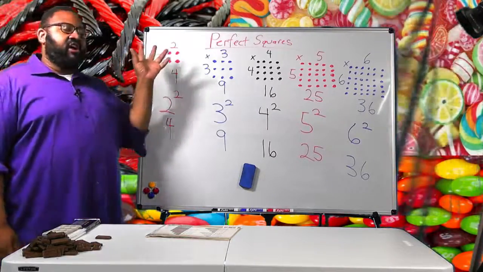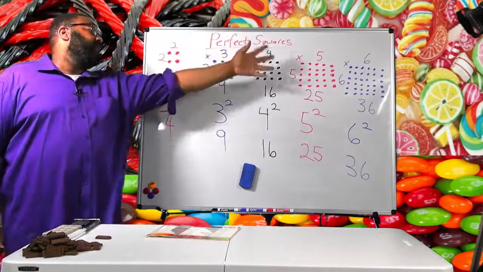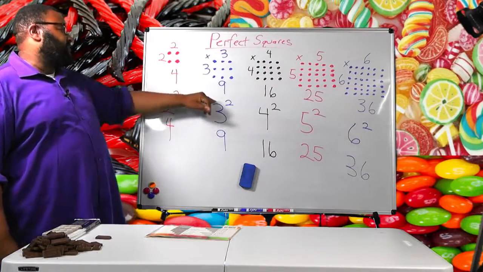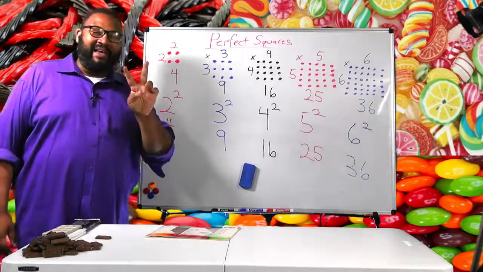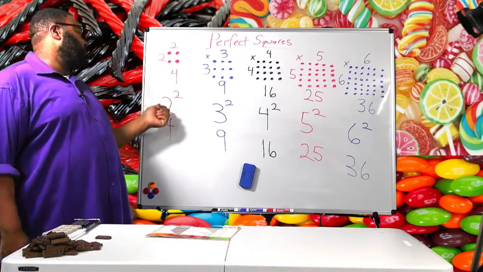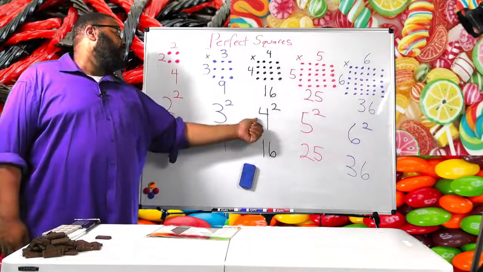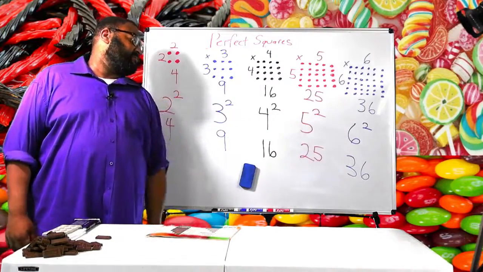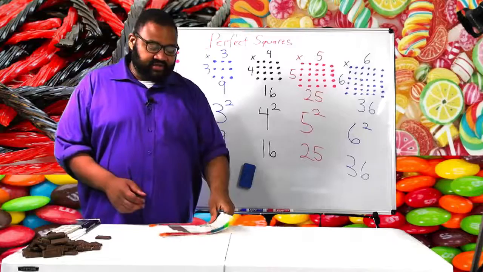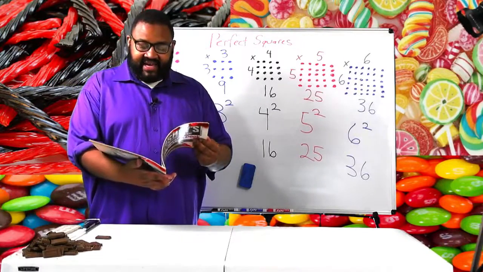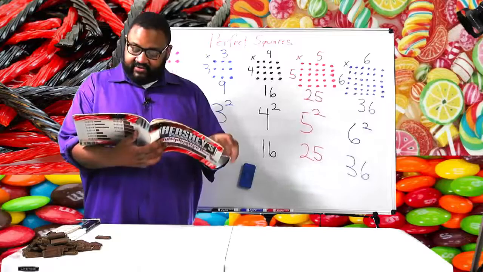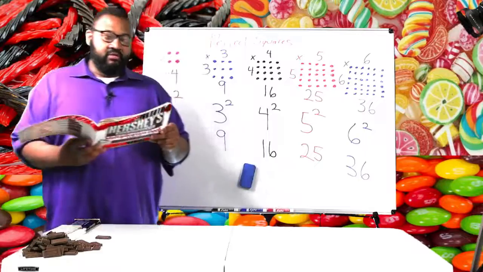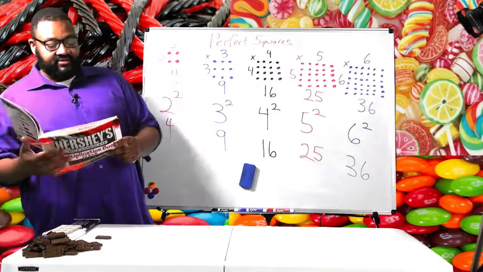And what are these called? These are called perfect squares, right? Because here's the diagram. Here's the area model. The other way you write this is using an exponent of 2. That means you multiply it twice. 2 times 2, 3 times 3, 4 times 4, 5 times 5, and 6 times 6. Questions or concerns? That is called square numbers.